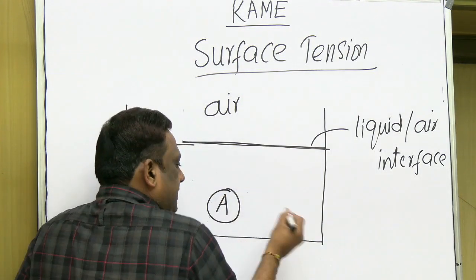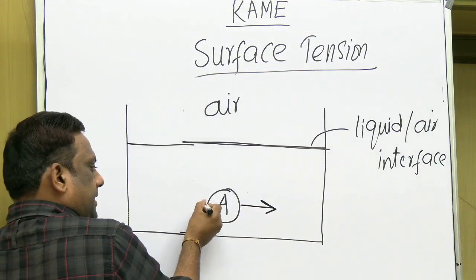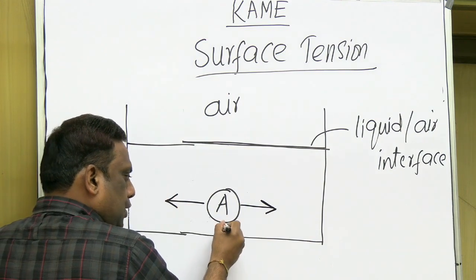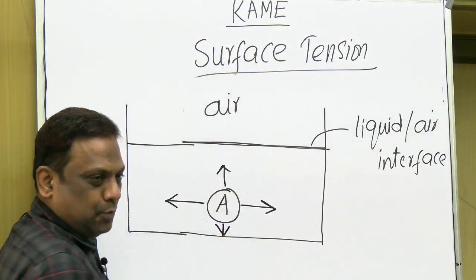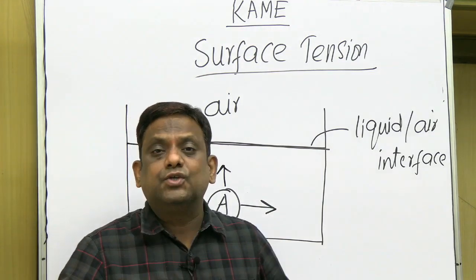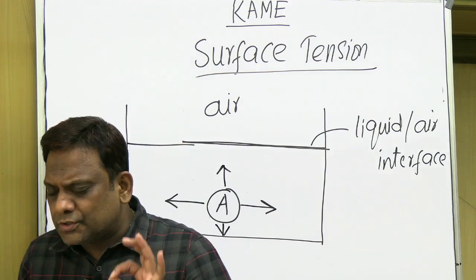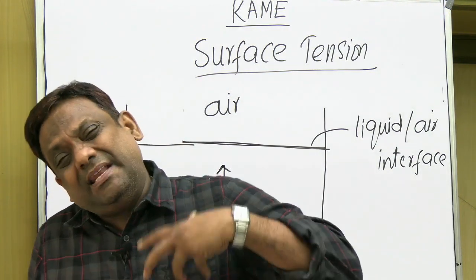Molecules which are on the right, they try to pull. Molecules which are on the left, they try to pull. Molecules which are at the bottom, they try to pull. And molecules which are at the top, they try to pull. And these we call cohesive forces. What are cohesive forces? The force of attraction between molecules of similar nature.